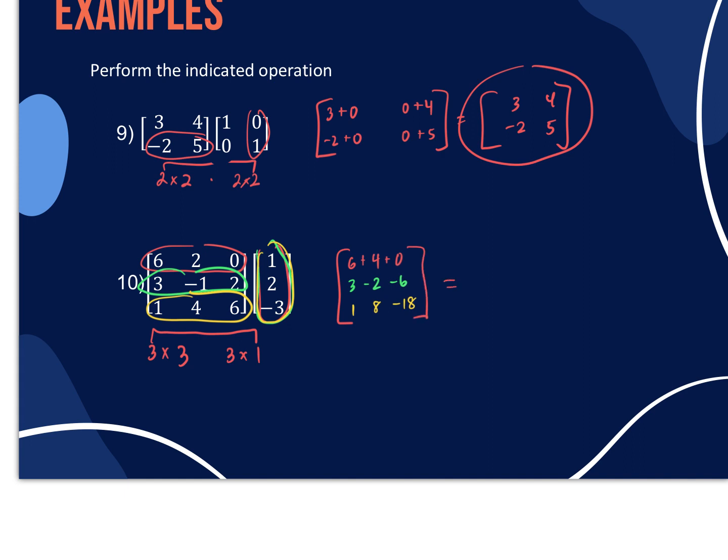And so I'm going to get 6 plus 4 plus 0 is 10. 3 minus 2 is 1. 1 minus 6 is minus 5. And 1 plus 8 is 9. 9 minus 18 is minus 9. And this is the solution, or the product. And again, it makes sense because I know that I'm supposed to end up with a 3 by 1.